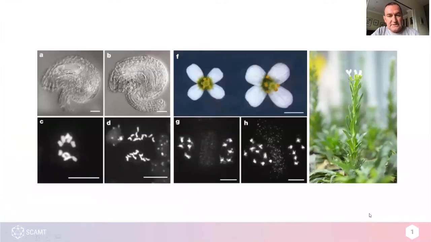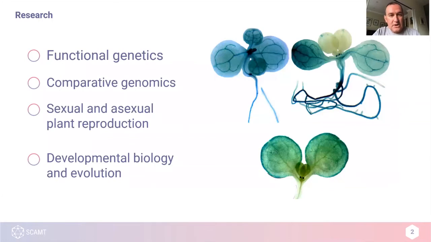Yes, so this is our favorite Arabidopsis and Boechera plants, which you can see on this slide. It's one of the main objects of our study. And next one, please. So what does our group study in general plant genetics and genomics?